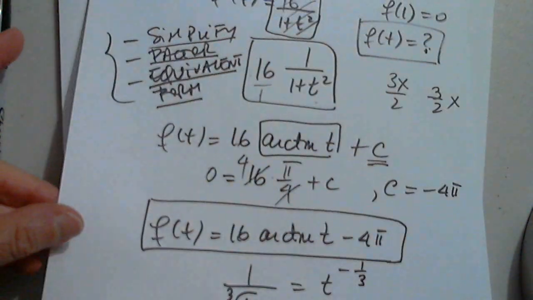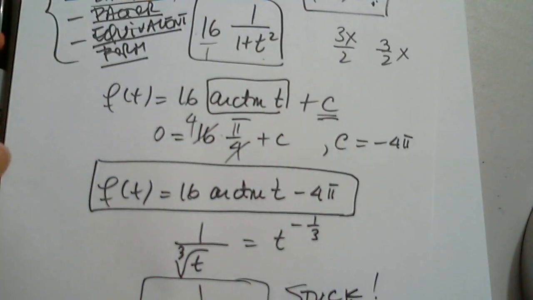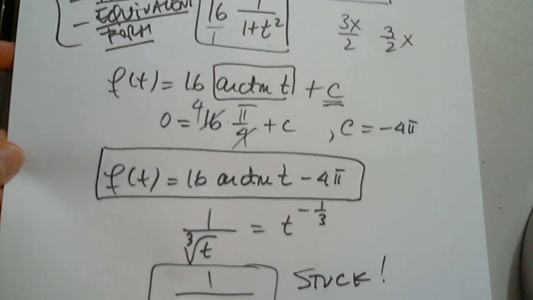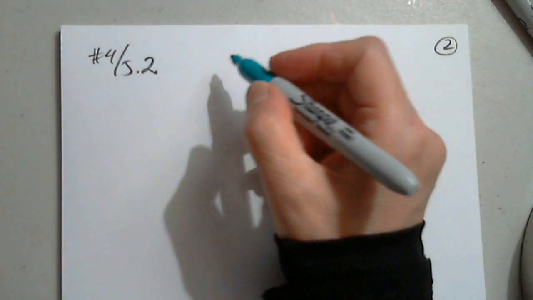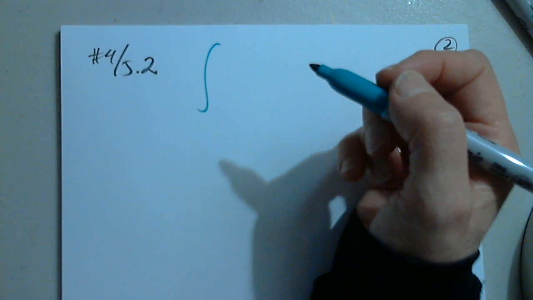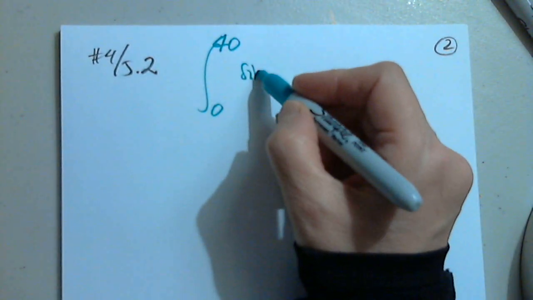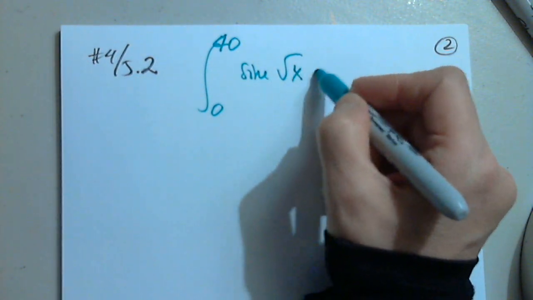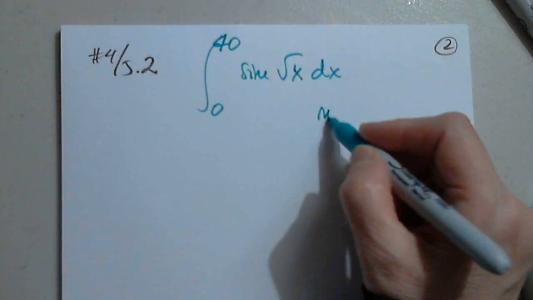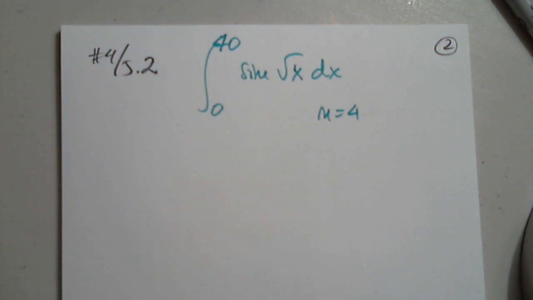Okay. What would you like me to continue with? Oh, actually, I have a question on 5.2 Weber sign. I'm ready. Excellent. It's number 4. It says use the midpoint rule. Yes. With given value of n to approximate the integral. Yes. So the integral is 0 to 40 of sine of square root of x dx, and then the n is equal to 4. Okay. Awesome. So let's do that.